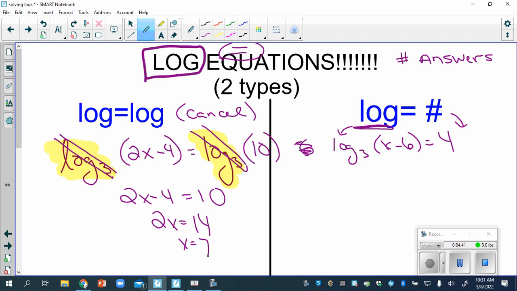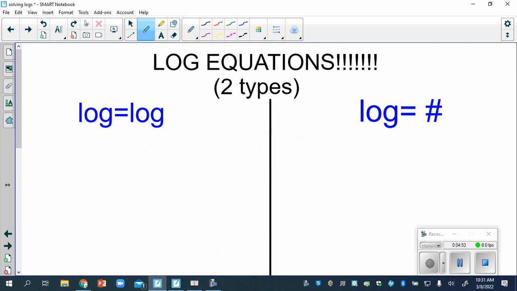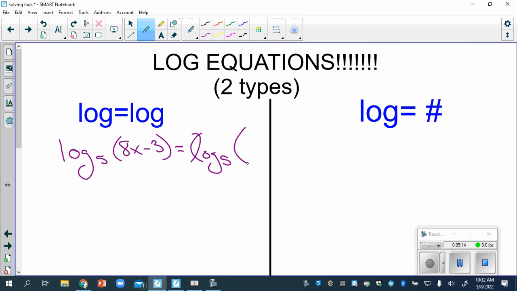Okay. Oh, wait. No, I'm not rushing you. Okay. Let's get rid of that ink there. Let's try one. How about this? Try that bad boy.